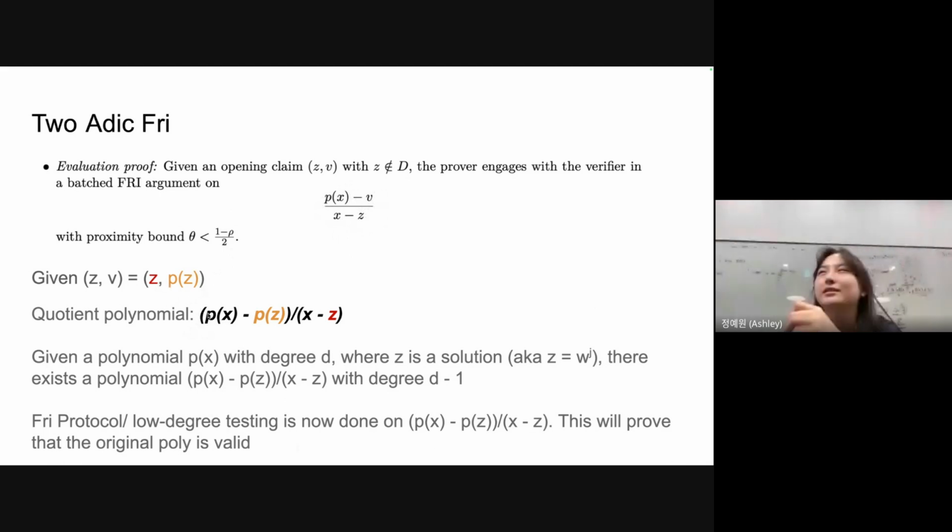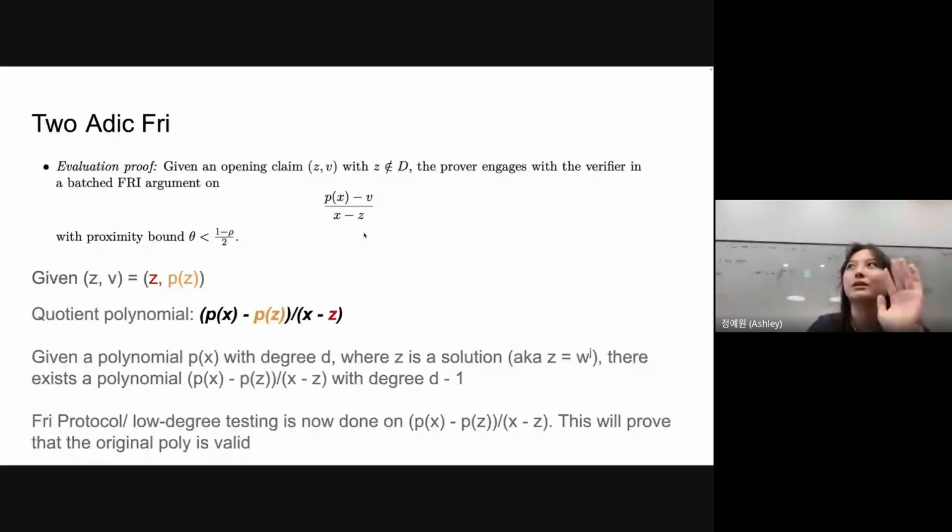This should be a polynomial of degree d minus 1, like the original polynomial is degree d minus 1, because, for example, if z was a solution, given an opening plane z, v, so this is a solution. If z was a solution, that means our polynomial is perfectly divided by this solution, which should create another polynomial of 1 degree less. And this is what 2AdicFri works on.